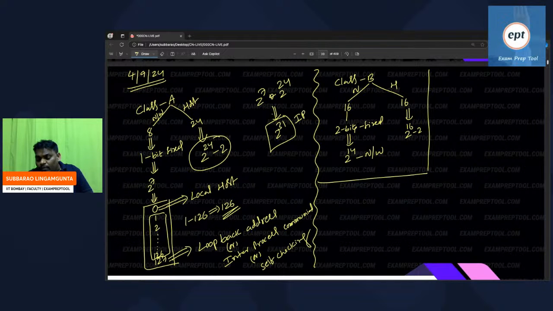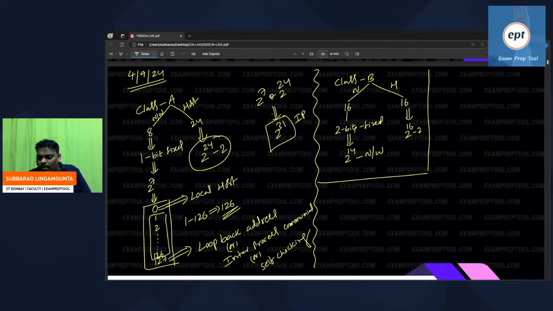If 127 were there, I could have said loopback address, inter-process communication, self-checking. If 0 were there, I could have said that it is used for local host. There is no 0 in the class B network. There is no network called 0 and no network called 127. That is the reason there is no -2.